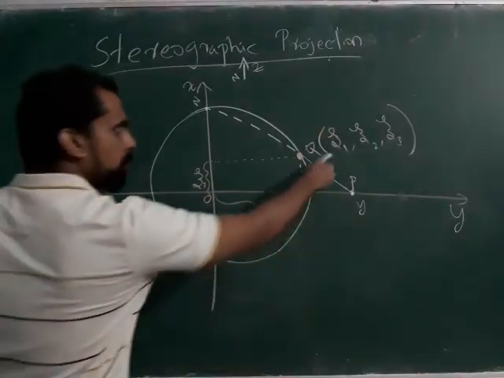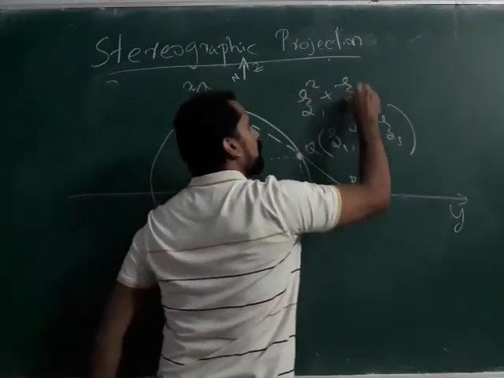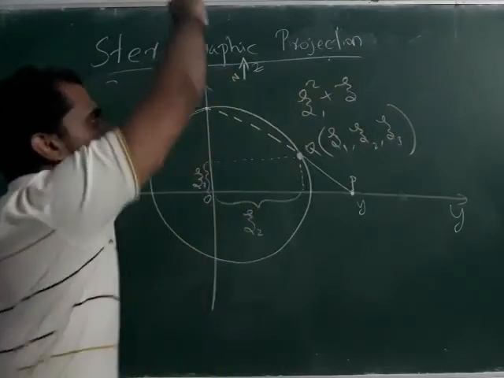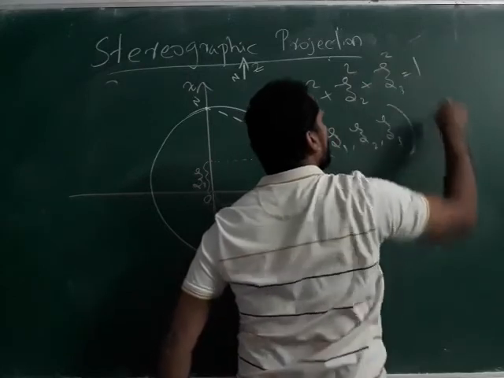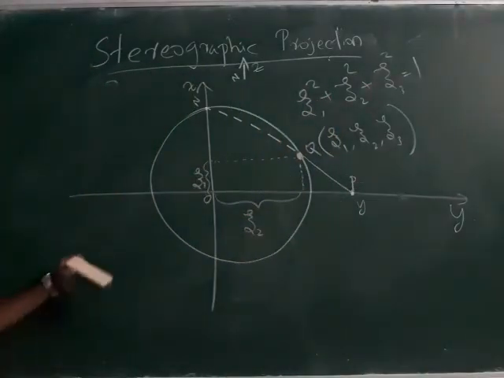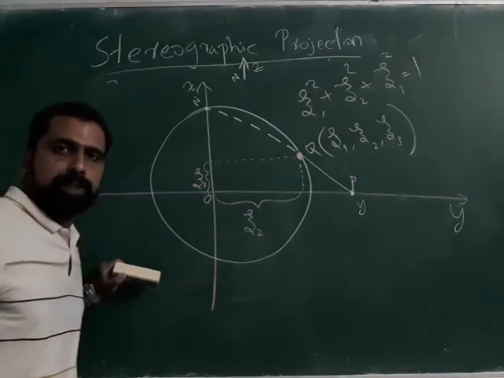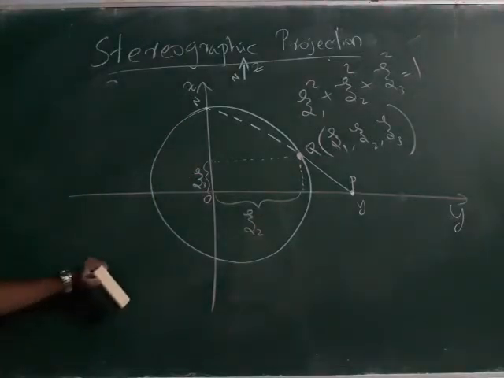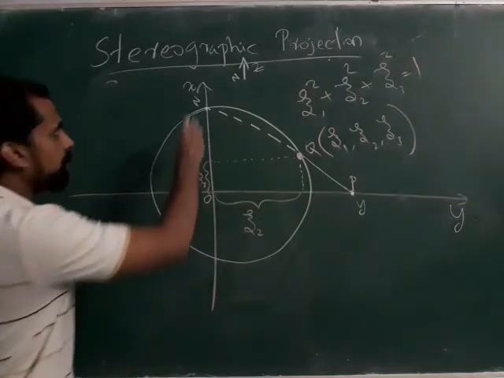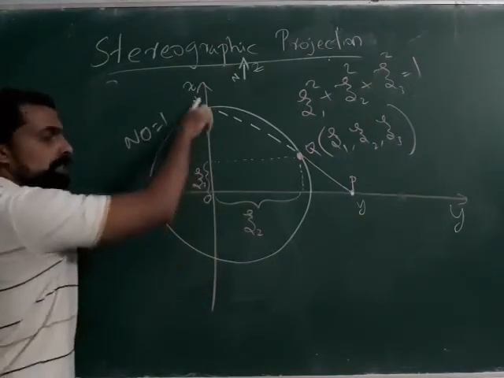And one more thing, because this is a unit sphere, theta 1 square plus theta 2 square plus theta 3 square is equal to 1. You know, for a unit sphere, generally in Cartesian coordinates, x square plus y square plus z square is equal to 1. Same. Now, in this one-dimensional situation, we have this N. Another thing is this N is equal to 1 because it's a unit sphere.